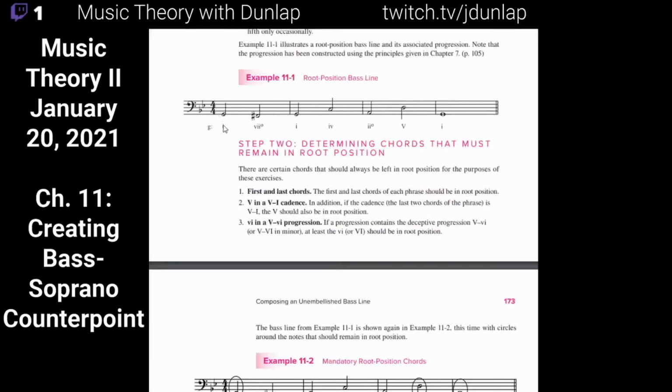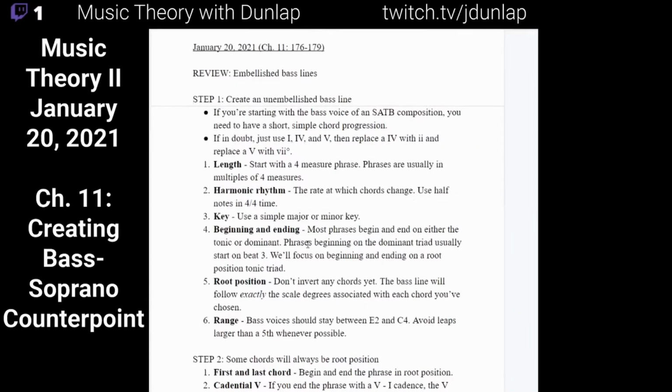The example here is a tonic triad ending on a tonic triad. If you begin on the dominant triad, start on beat 3 like you're mid-thought. That's a common thing that happens in chorales. But we're going to focus on beginning and ending on root position. Don't invert any chords while you're doing all of this.